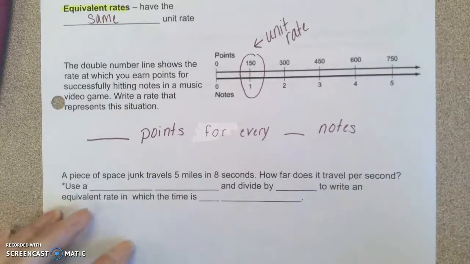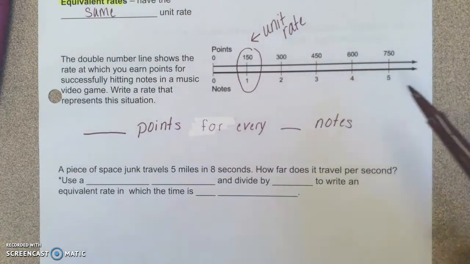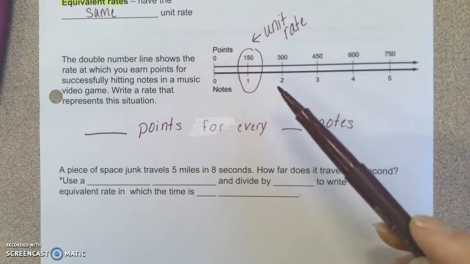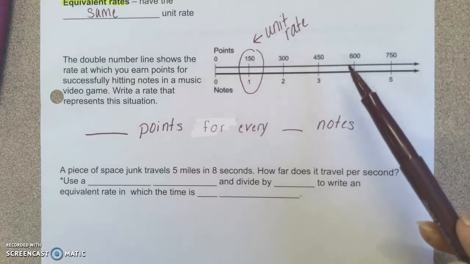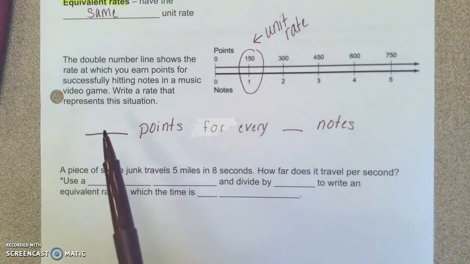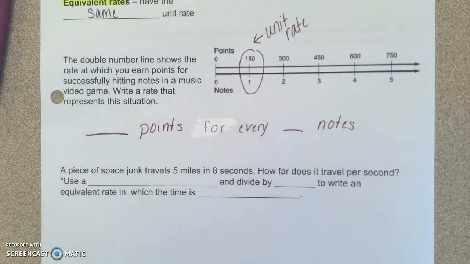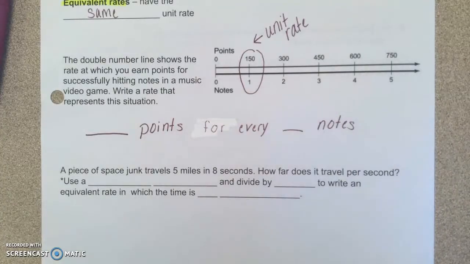But if I wanted to write a rate, I could use any of these other comparisons. So I could say 300 points for every 2 notes, 450 points for every 3 notes. So in this specific double number line, there are 4 other options. Go ahead and write a rate here. And then all of those would be considered equivalent rates.